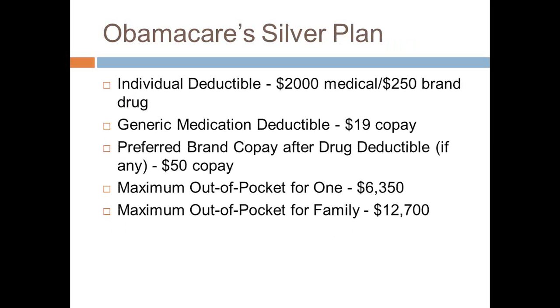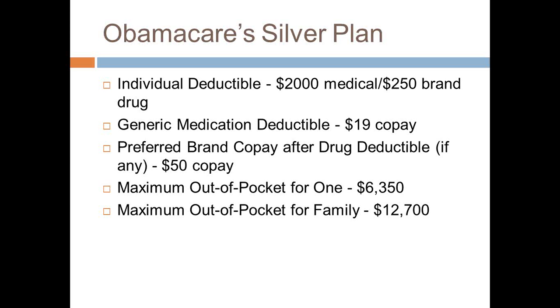Silver plan, next one down, $2,000. Okay? So if you just take that $2,000 and let's say this plan is $400 a month. It's going to vary anywhere from $300 to $700 depending on how many people in the family and all that. But let's say you have a $2,000 deductible. So you just take that and divide that by 12. That comes to $166.